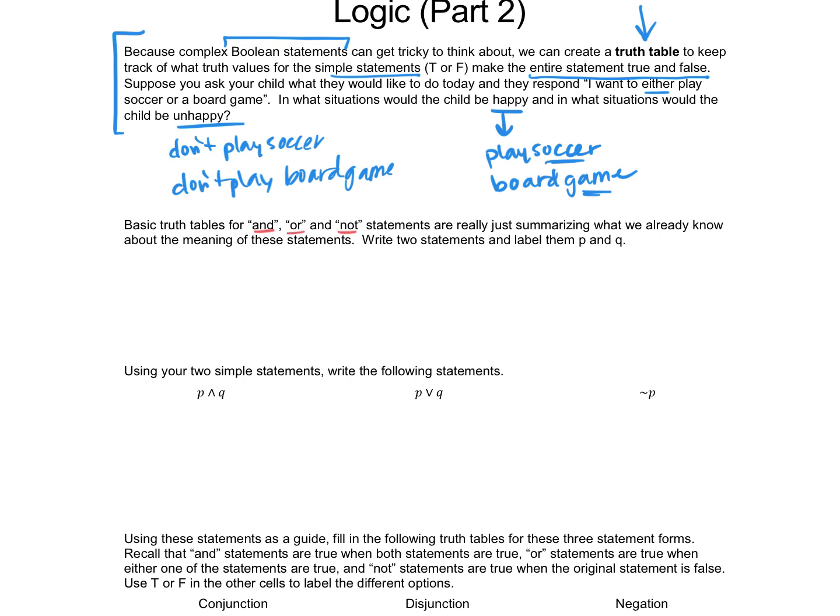So when we look at basic truth tables for these and, or, and not statements, they're really just summarizing what we already know about the meaning of these statements. So let's write two statements, and we're going to label them P and Q. You can use anything that you want. Try and be something different than mine. I like coffee is going to be one statement, and then Q is I want to go fishing.